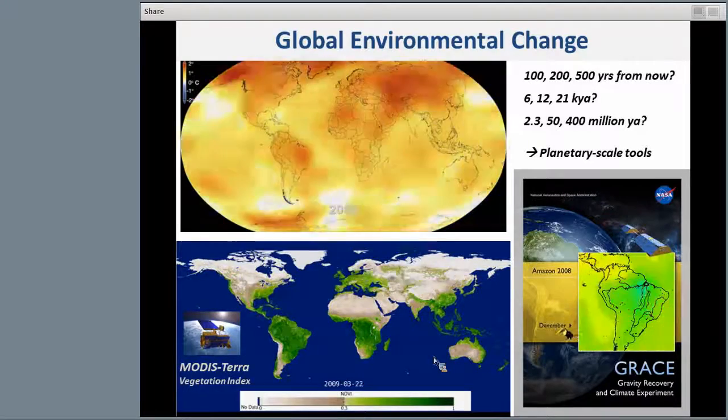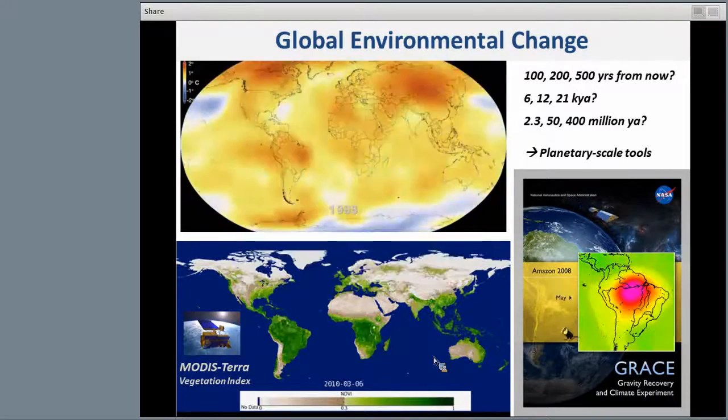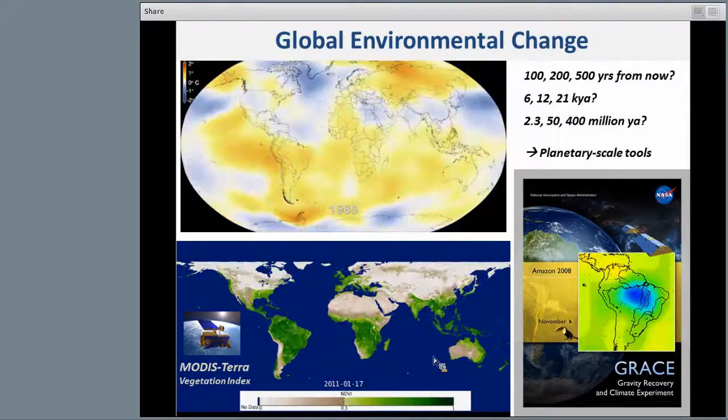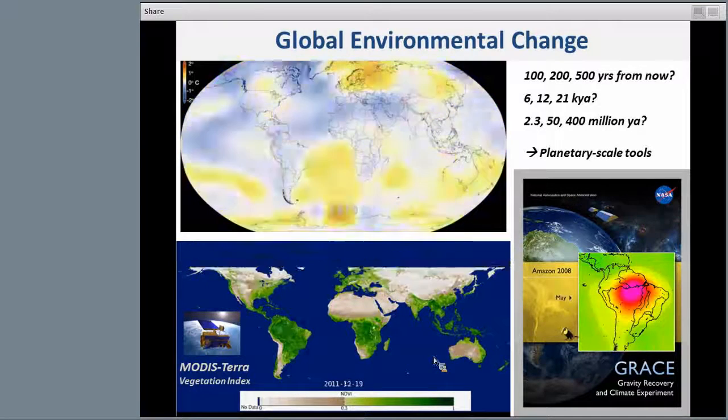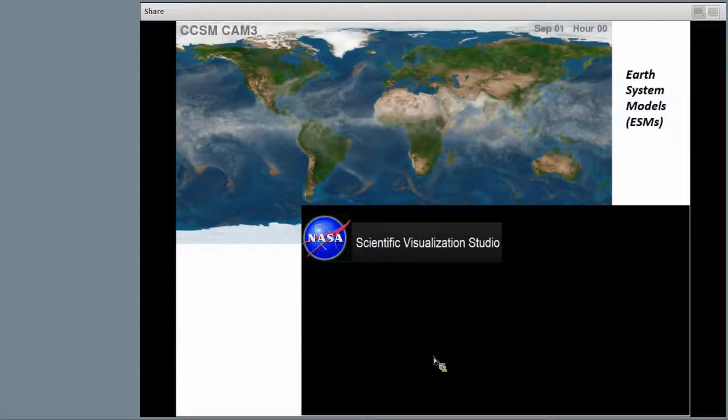And then to answer these planetary scale questions, of course, we need planetary scale tools. And one of the best tools we have is the Earth system model.